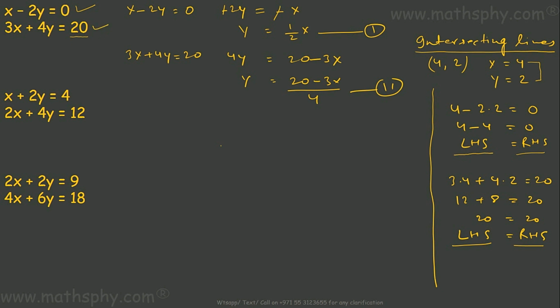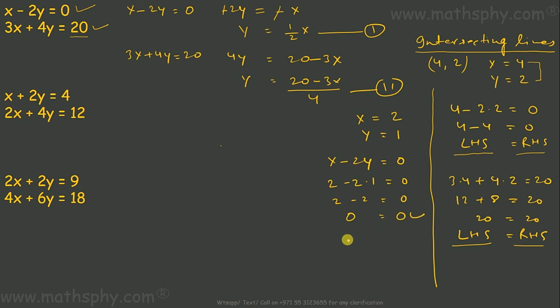Let's try with some other value of x. x is say 2 and y is 1. x minus 2y equals 0. x is 2, y is 1. So 2 minus 2 equals 0. In this equation, left hand side is 0, right hand side is 0.